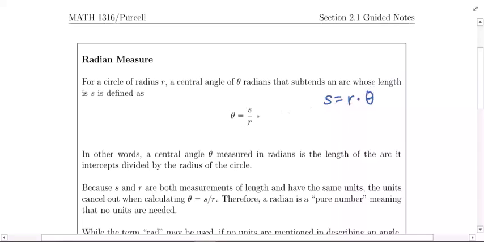So where this little statement right here is coming from is we've taken the arc length formula and solved for theta. On the right side of the equation you have r times theta. If you want theta by itself, you just need to divide both sides by r. And that's where this statement is coming from, that theta is equal to s over r. Okay, so let's continue reading. That's the first thing you've got to realize.